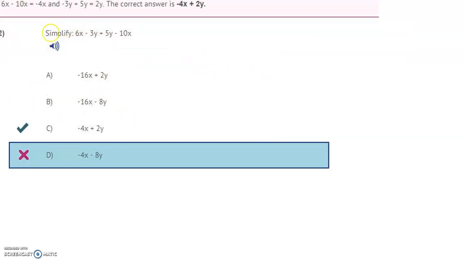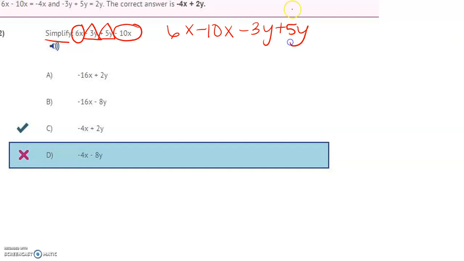So this one again is simplify. So in this case I have an x. So I'm going to go through and find any more x's. Here's this negative 10x. So they all get circles. And then for y's, I'm just going to put a triangle. So you can use any shape you want. So I'll go ahead and rewrite. So I have 6x minus 10x, and then I have negative 3y plus 5y.